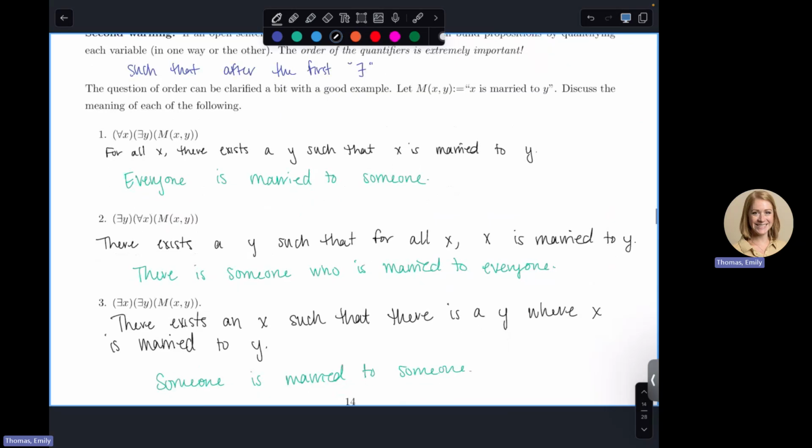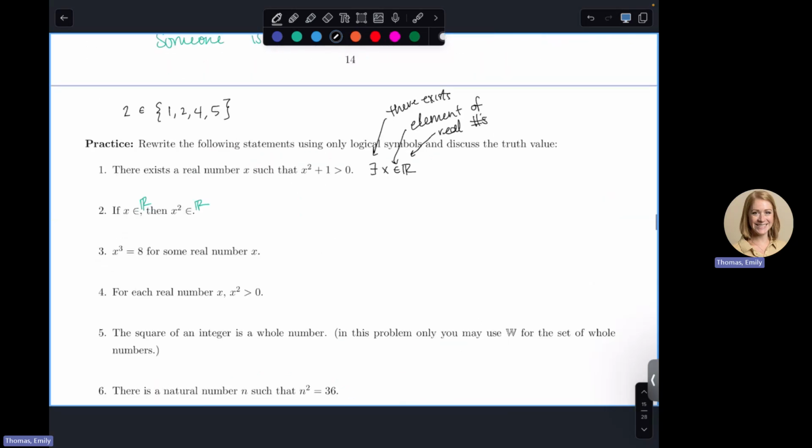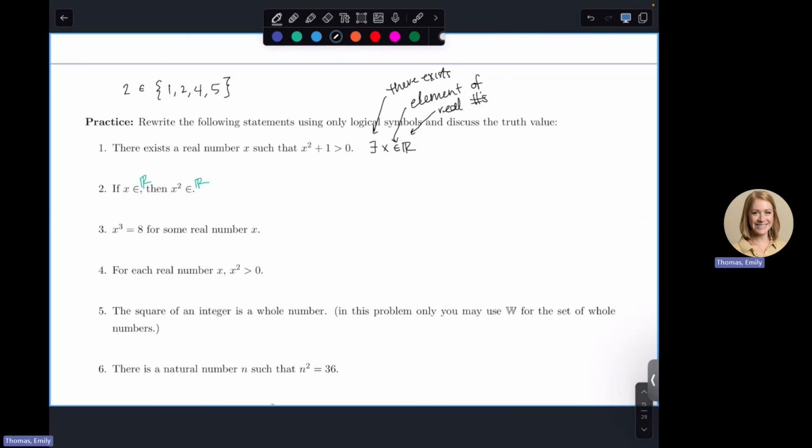It's an element of the real numbers. It is part of the real numbers. That's why it's there. Not part of the R, because it could be anything there, any set. That's just a set of real numbers. Okay.